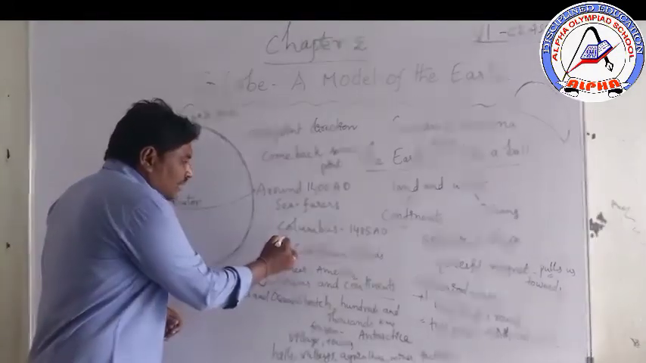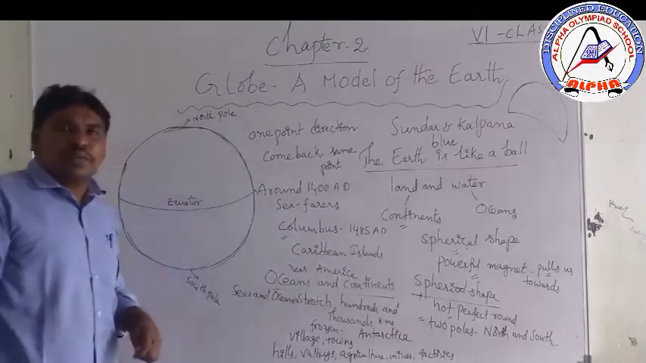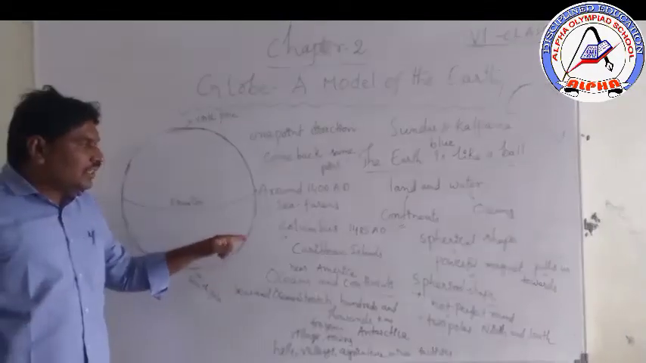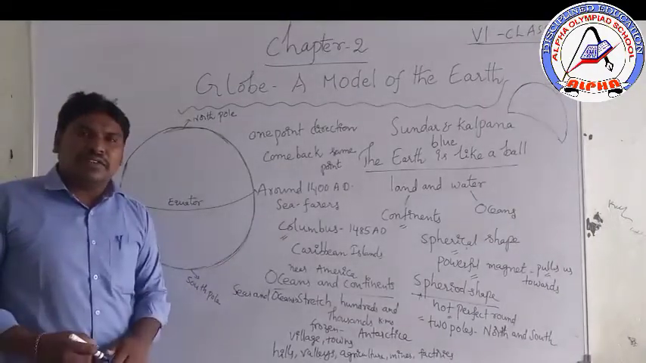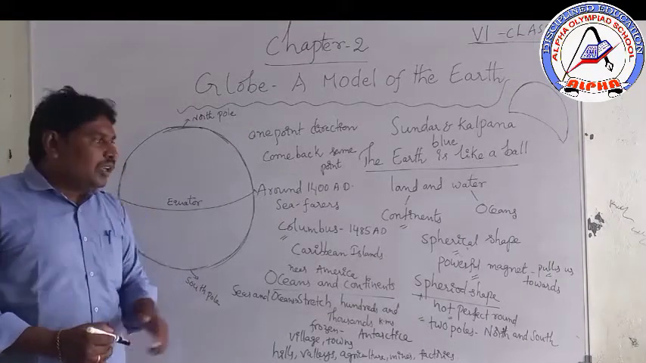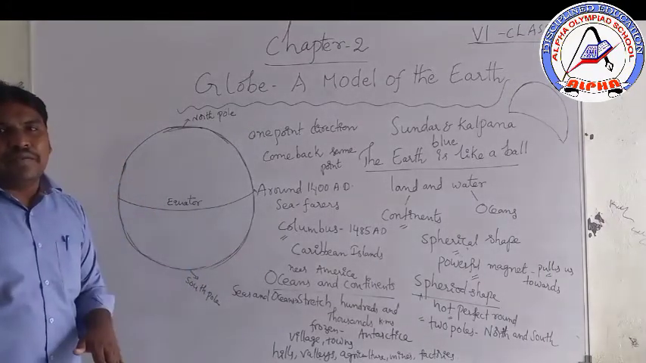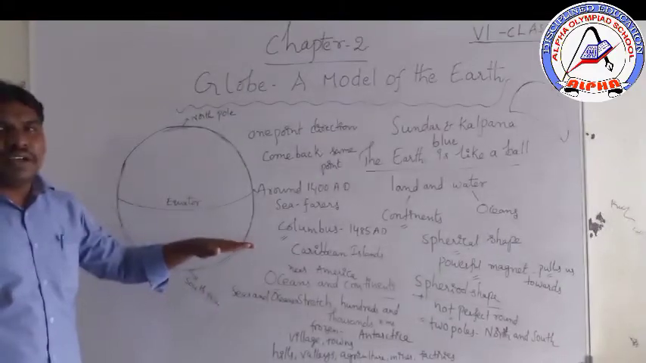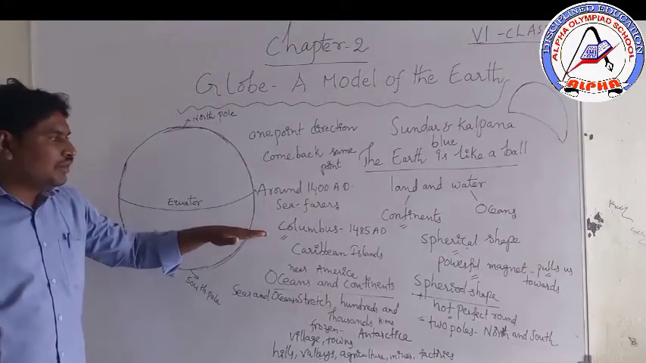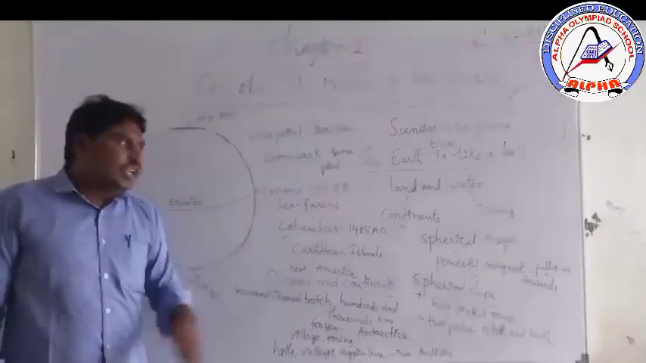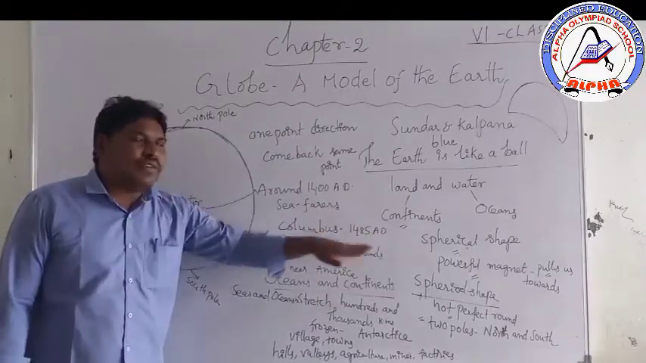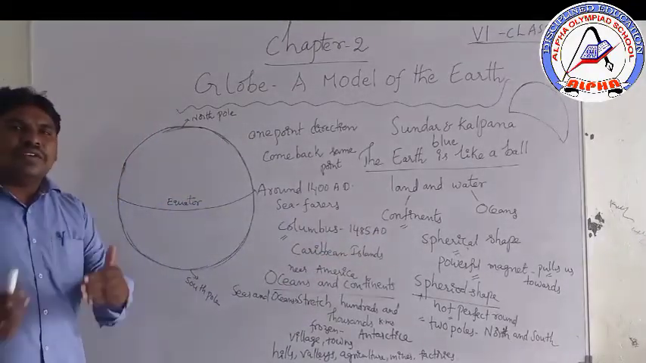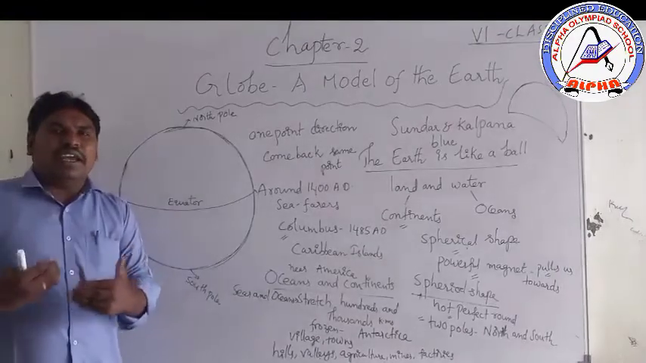Next we can discuss an European explorer. His name is Christopher Columbus. He belongs to the European continent. Actually, we are taking the time as BC and AD.